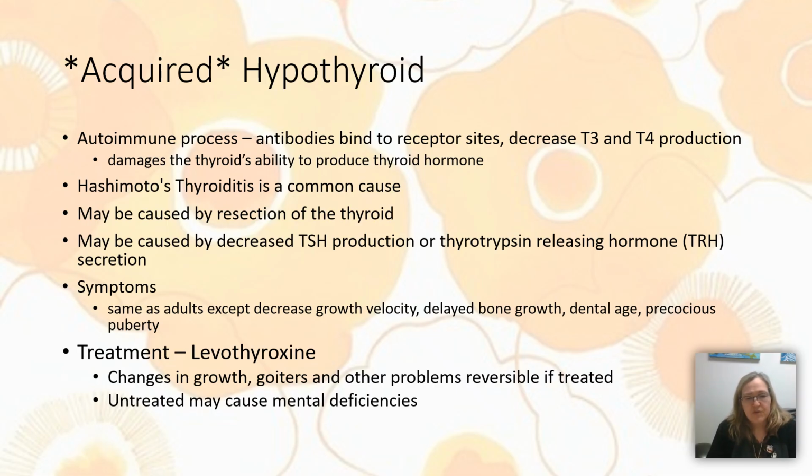So the symptoms for hypothyroidism are the same as adults. The signs in adults are cold intolerance, thinning hair, dry skin, other things. But the big difference with pediatrics is that they would also have decreased growth velocity. You can add this to the list of things that cause stunted growth in kids, and also delayed bone growth. Dental age is impaired, and precocious puberty can be associated with this.